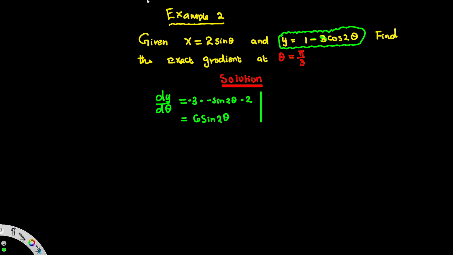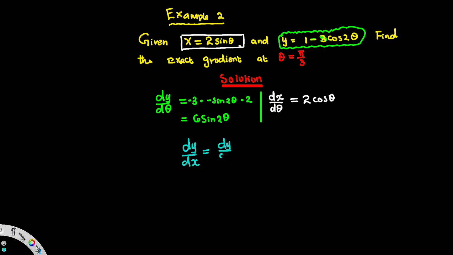Now moving to the second equation, dx/d theta is going to be 2 cos theta, because if you differentiate sine theta, you get cos theta. Then in order to get dy/dx, we are going to say it is dy/d theta over dx/d theta. Since we have the expressions, that is 6 sine 2 theta over 2 cos theta.